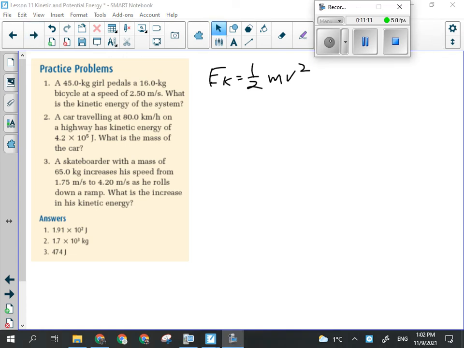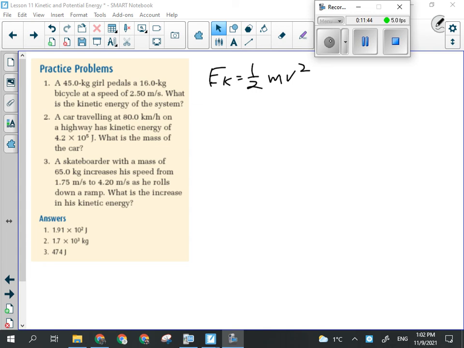Okay, so on number 3, we have this skateboarder. We know their mass is 65 kilograms, and they increase their speed from 1.75 to 4.20 meters per second as they roll down a ramp. Now, obviously, if they're rolling down a ramp, there's also a change in what? In potential. But all that change in potential is actually becoming kinetic. In a perfect physical world, that's what happens. So we don't have to worry about calculating the change in potential. It's the same as the change in kinetic because they're converting into each other.